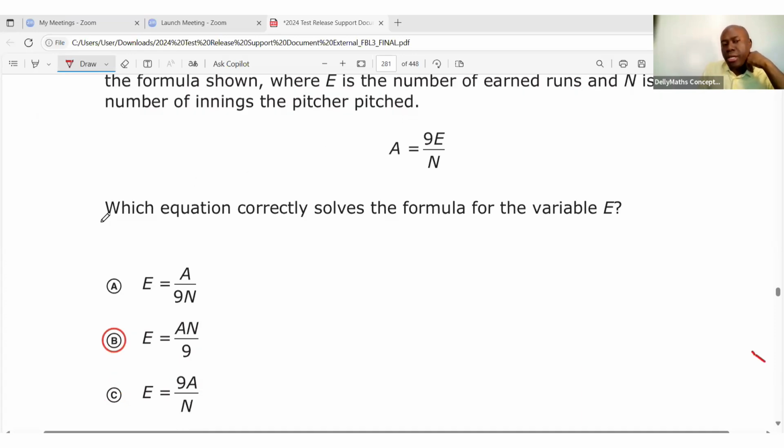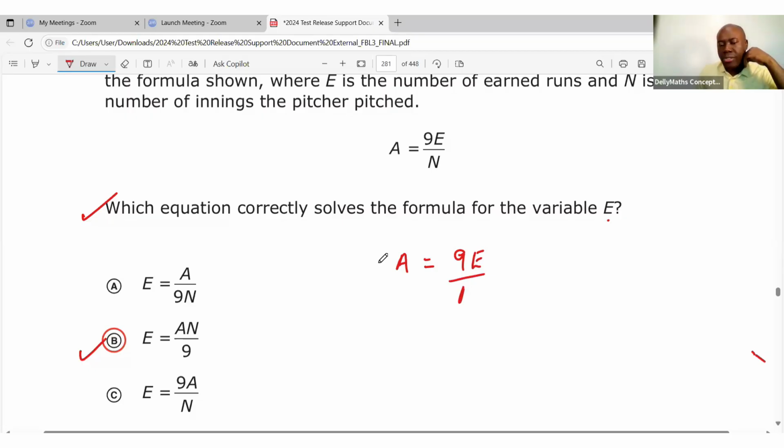All right, so here is the question though. It says which equation correctly solves the formula for E? So you could see that this is the answer. But we want to make E the subject. And what do we mean? We want to isolate the E. So how did we get that as the answer?